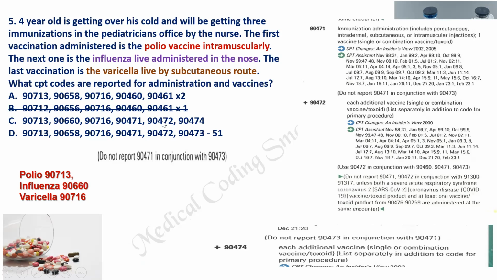എന്നാലും നമുക്ക് എന്ത് നോക്കാം? 90471 എന്താണ്? It is the immunization IM, subcutaneous intradermal 1 vaccine. And അതിൽ എഴുതിയിട്ടുണ്ട് 90471 do not report in conjunction with 90473. അപ്പൊ അത് നോക്കുകയാണെങ്കിൽ നമുക്ക് എന്ത് ചെയ്യാം? 90471, 473 ഓപ്ഷൻ ഡിയിൽ ഒരുമിച്ച് കാണുന്നുണ്ട്. And that is a wrong one. So we can remove option D.